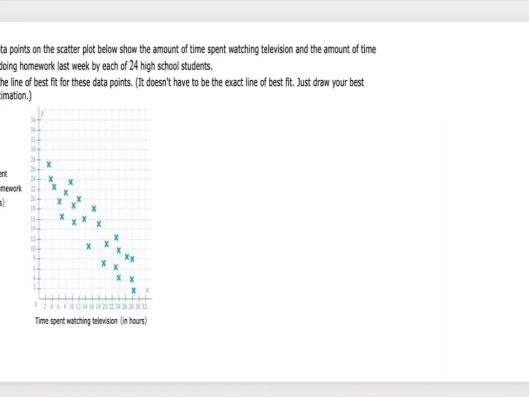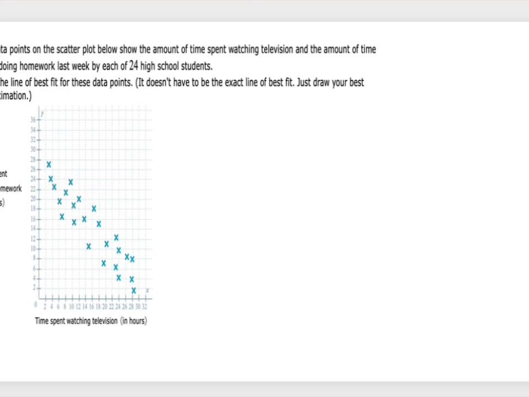Okay, the data points in the scatter plot below show the amount of time spent watching television and the amount of time spent doing homework last week by each of 24 high school students. Draw the line of best fit for these data points. It doesn't have to be the exact line of best fit. Just draw your best approximation.